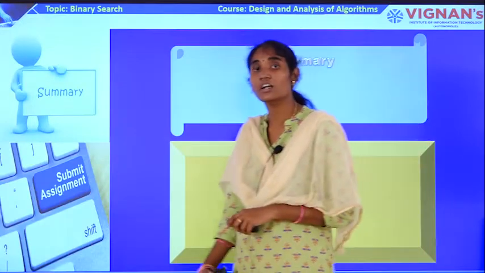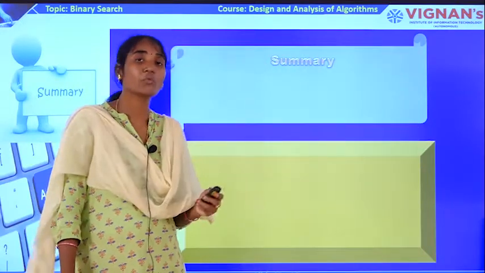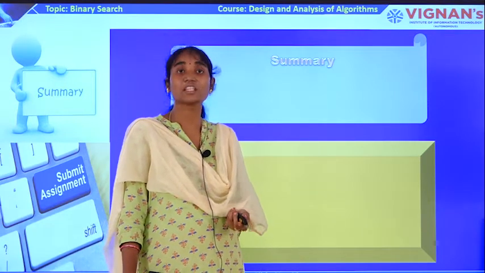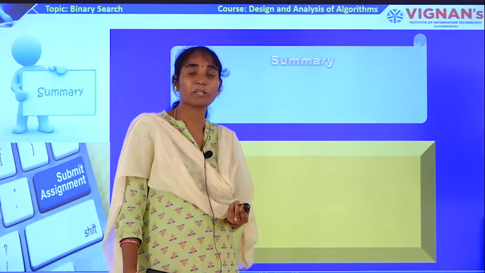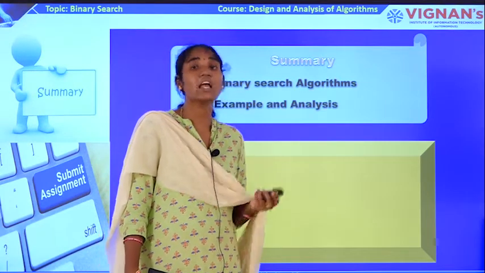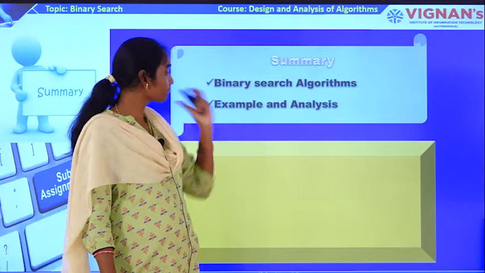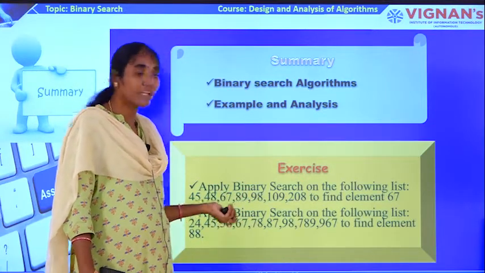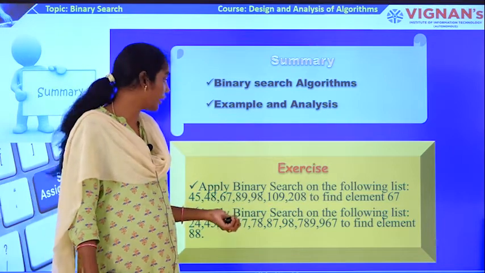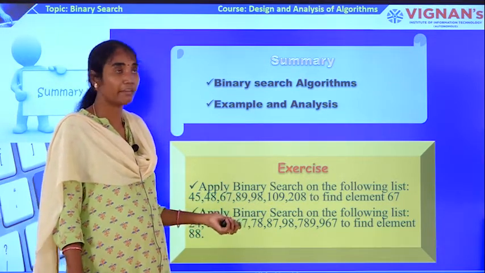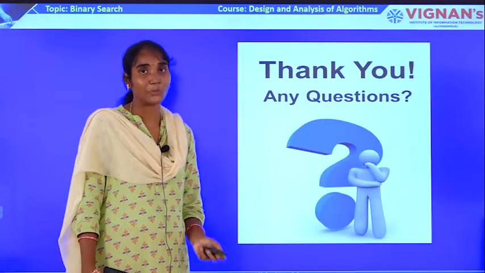So now let's have our summary for today. We have seen what is meant by binary search, what the problem statement is, and also two algorithms: recursive implementation and iterative implementation. We have also seen an example and the analysis part. And this is a small exercise. Take these two problems and try to find whether the elements are found in the given list or not using binary search. Thank you. Thanks for listening.